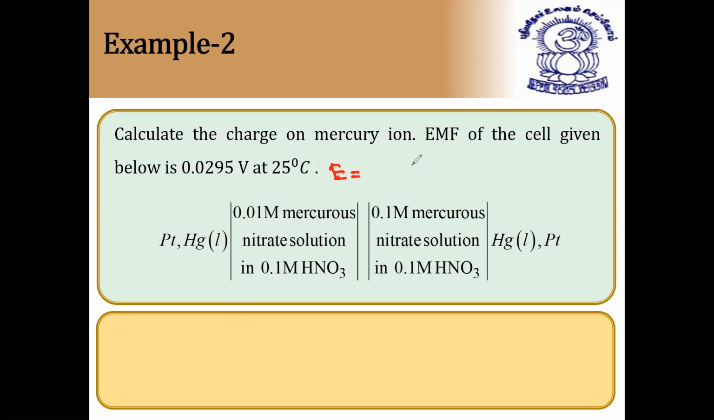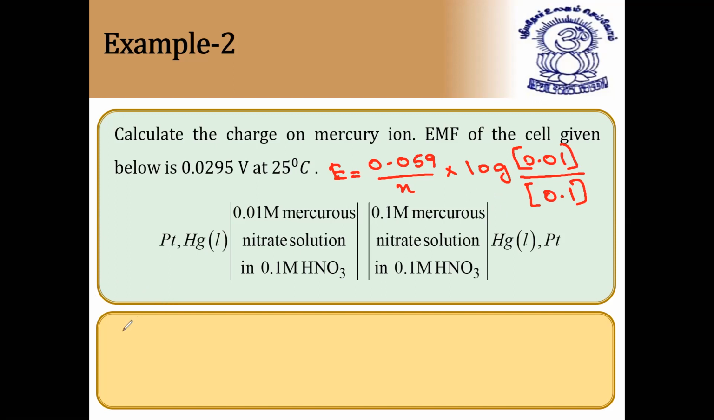E is equal to 0.059 by N into log of the concentration of product, 0.01, and by reactant, because anode is 0.01, by concentration of reactant, that is concentration of mercury, the reactant, is 0.1, the second one. So by simply applying this formula, you know the value of E.